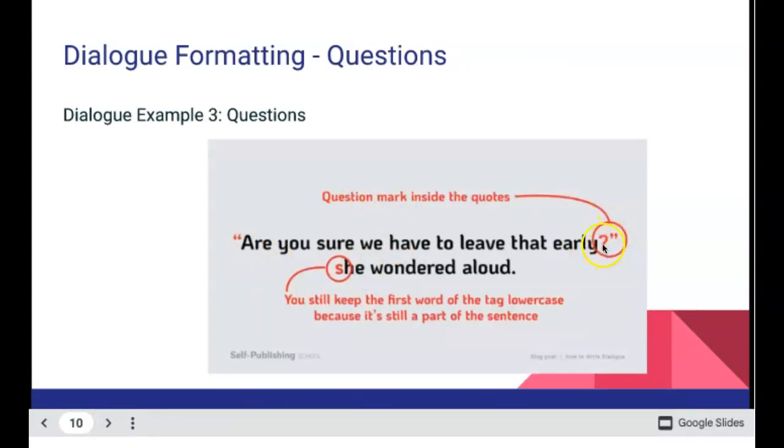Questions, we treat them just like commas. "Are you sure we have to leave that early?" she wondered out loud. Notice this is still lowercase because the question mark inside the quote acts like a comma. And that would be the same for an exclamation point.